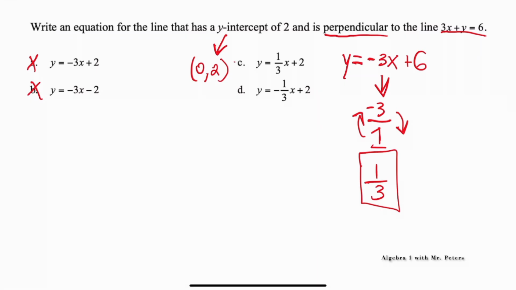So as a result, my answer choice is C. Let's say you did not know that. What we also could do is substitute into that point slope formula if you were not sure, but you have to get the slope correct.